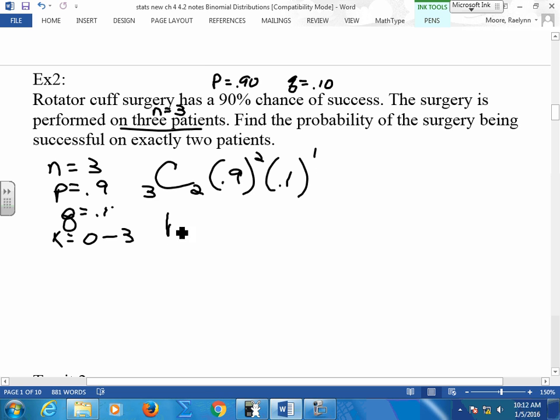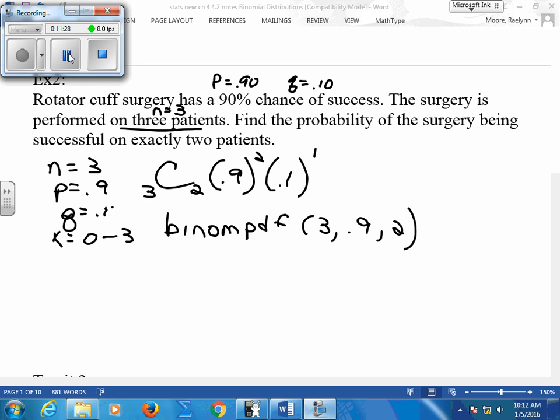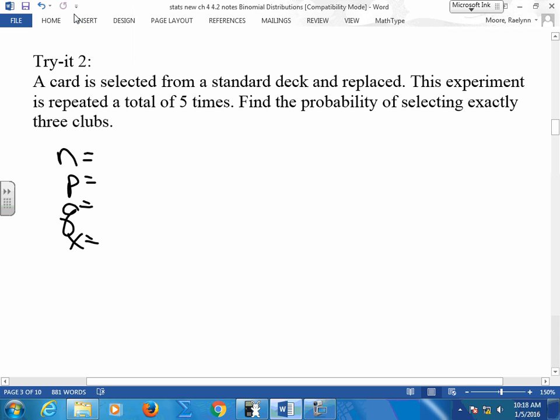If you use the binomial PDF, you have 3 trials, your chance of success, and how many times you want to be successful. They will both give you the same answer. Try both of them. I want you to be able to try both of them in your calculator. So take a minute and try both of them on this. You're selecting 5 times. So what part is that? N.